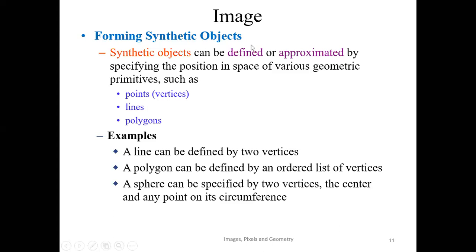If you want to draw a polygon, it can be defined by an ordered list of vertices. And if you want to draw a sphere, it can be specified by two vertices, the center and the point on the circumference. So each of these geometric shapes has its own properties, and whenever you are trying to represent these shapes in our environment, we have to follow these properties: the vertices, the circumference, the radius. Using the combination of these properties we can draw different objects. So if you want to draw a box, you can just draw multiple lines, and if you join multiple lines, you will have a box. So this is one example.